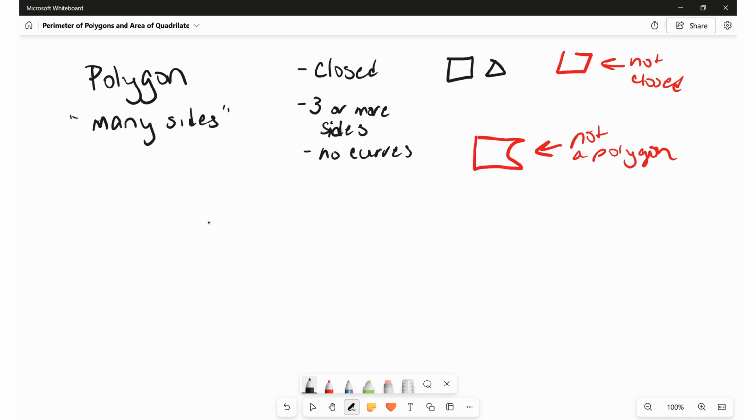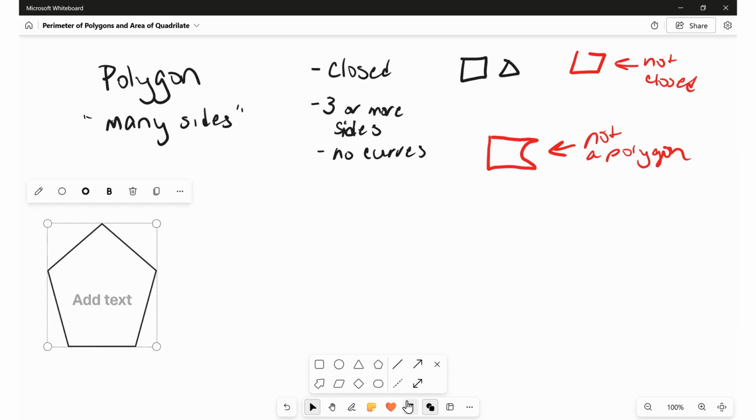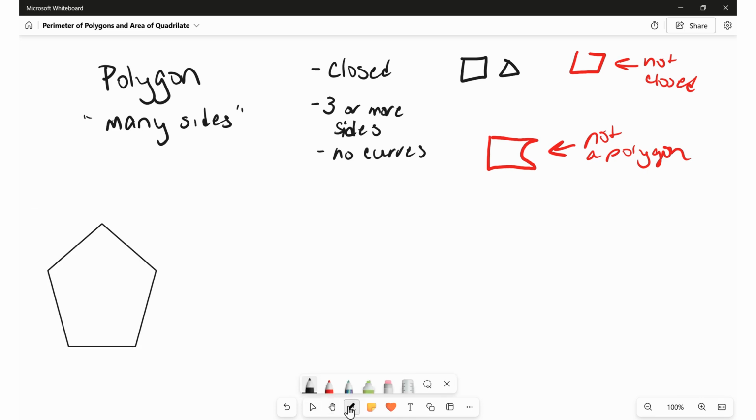So when we have a polygon, here is a polygon. Anywhere we have a meeting of two line segments, this is called a vertex. And this is called a side.